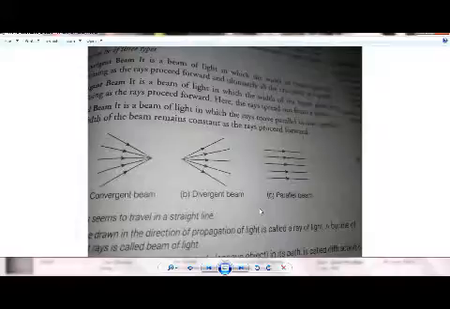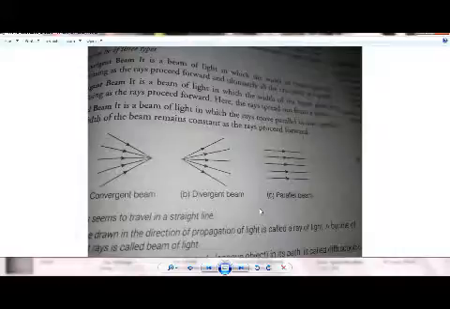Now let's go for divergent beam. It's a beam of light in which the width of the beam goes on increasing as the rays proceed forward. Here the rays spread out from a point. And then parallel beam. It's a beam of light in which the rays move parallel to one another. The width of the beam remains constant as the rays proceed forward. The definition is very simple also.